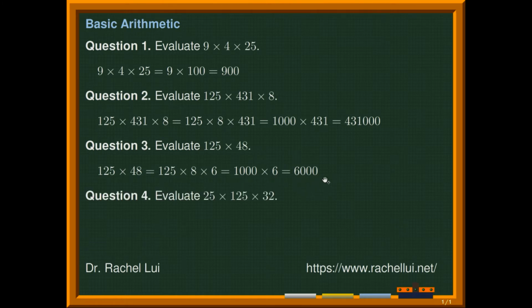Question 4. Evaluate 25 times 125 times 32. So I will break down 32 into 4 times 8. Because I know that 4 times 25 gives me 100. And 125 times 8 gives me 1000. So 100 times 1000 is 100,000. To summarize, I have used associative law and commutative law in multiplication. I have also multiplied numbers which will form hundreds and thousands together.